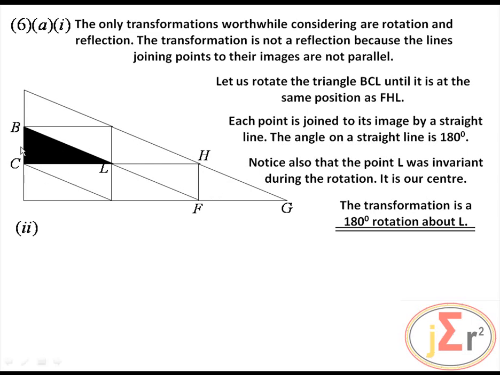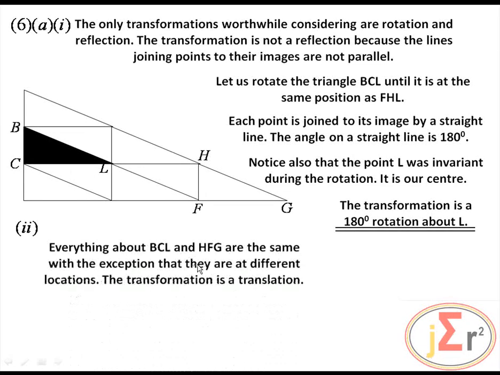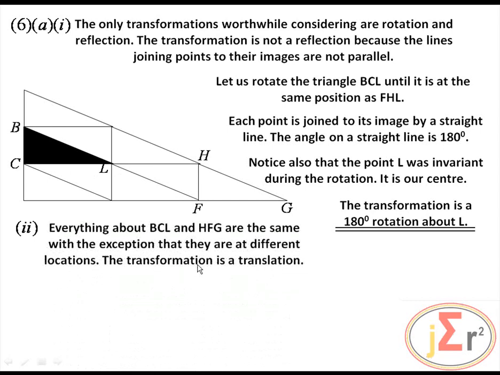Also, we need to be reminded that from here to here is 1 unit, and from here to here we have 2 units. From here to here we have 2 units. So everything about BCL and HFG are the same, with the exception that they are at different locations. The transformation is a translation. So we know that it is a translation.